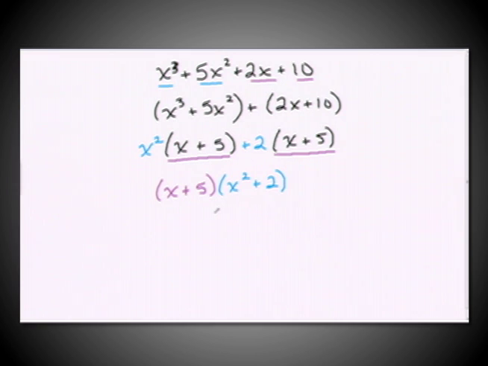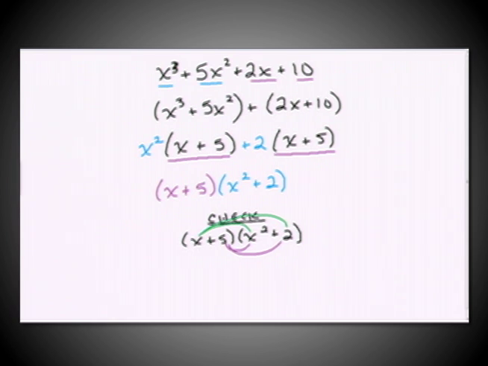But as usual, we need to check just to make sure. And we check by multiplying our factored form back out to see if we end up with the polynomial that we originally began with. So through distribution, I'll multiply the x by both of the terms in the second polynomial, and then I'll come back and multiply the 5 by both of the terms in the second polynomial.